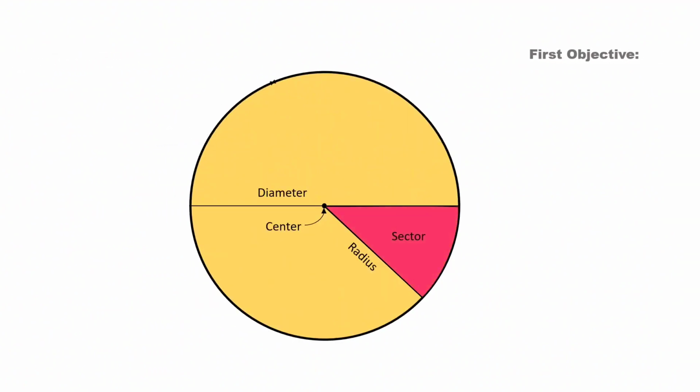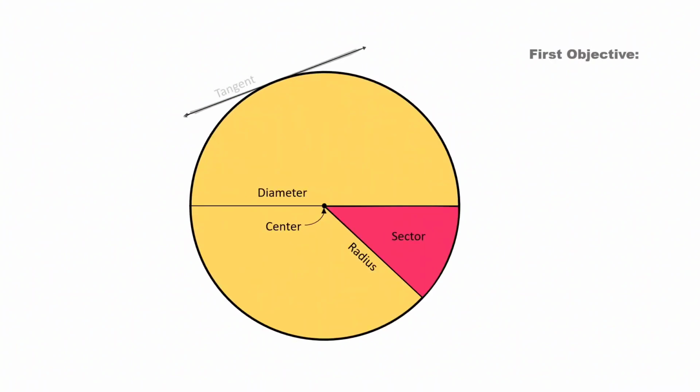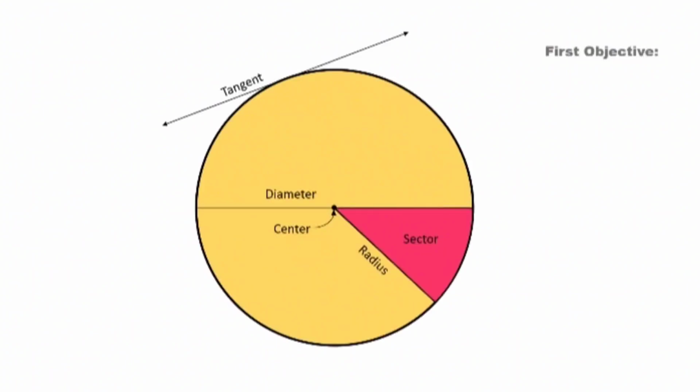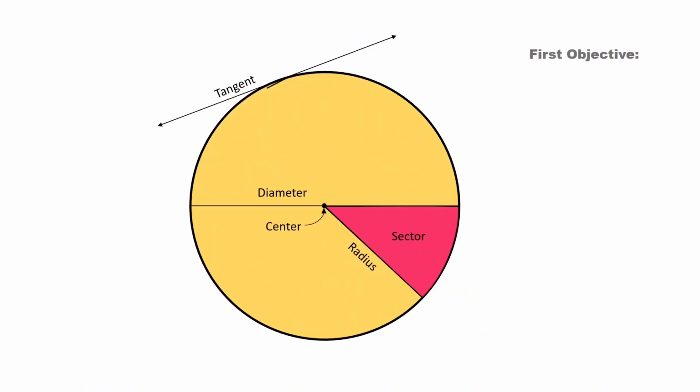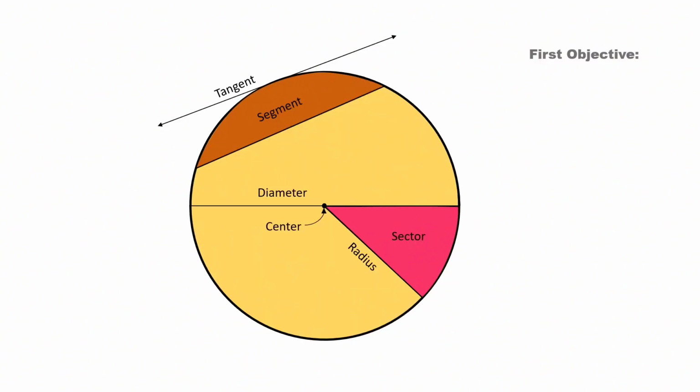Next is sector. A sector is a region enclosed by two radii and an arc between them. It's like a slice of pizza in the circular world. Next is tangent. A tangent is a line that touches the circle at only one point and is perpendicular to the radius at that point. Next is segment. A segment is a region enclosed by an arc and the chord joining its endpoints, the area cut off by the chord.